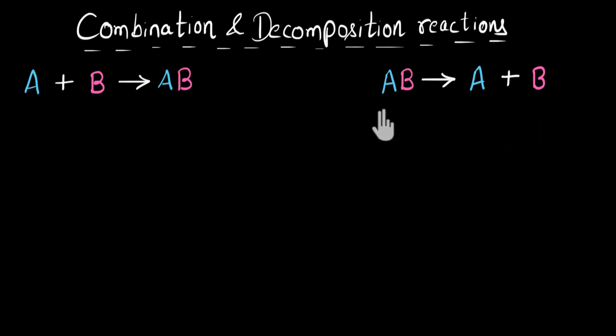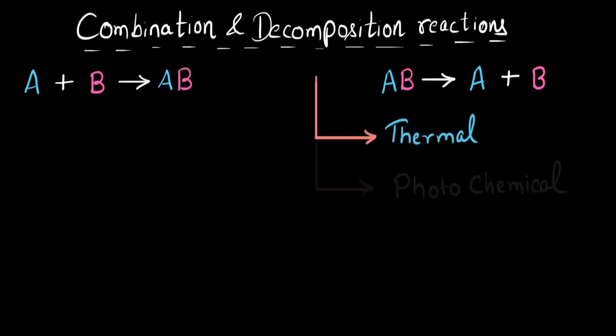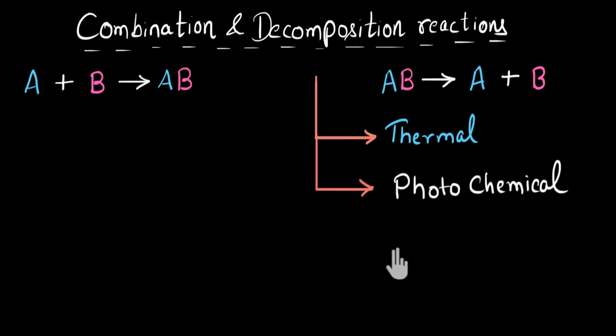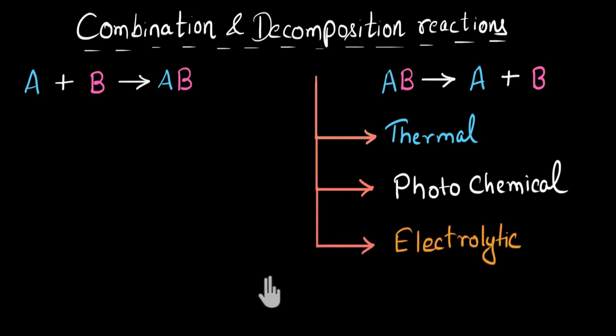And we also saw that generally this requires energy because we have to separate atoms, which will require some energy, right? And if this energy is given in the form of heat, then it's called thermal decomposition reaction. Whereas if this energy is given in the form of light, it will be called photochemical decomposition reaction. And if the energy is given in the form of electricity, then this will be called electrolytic decomposition reaction.